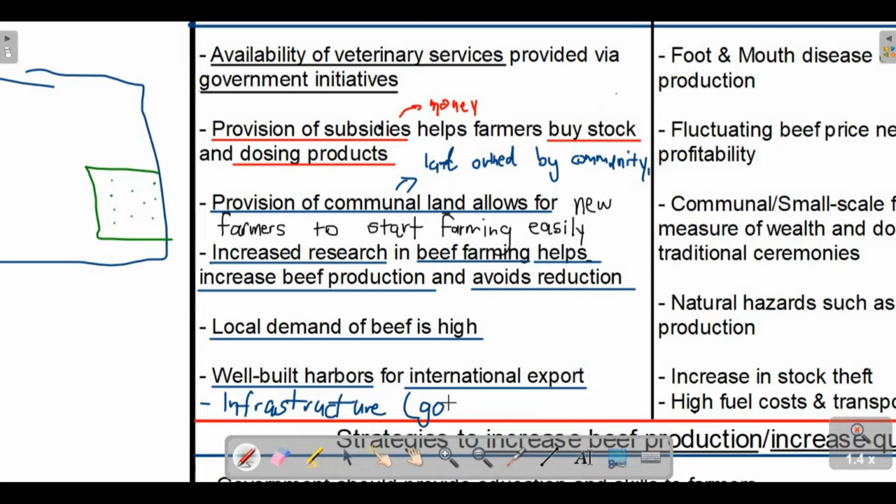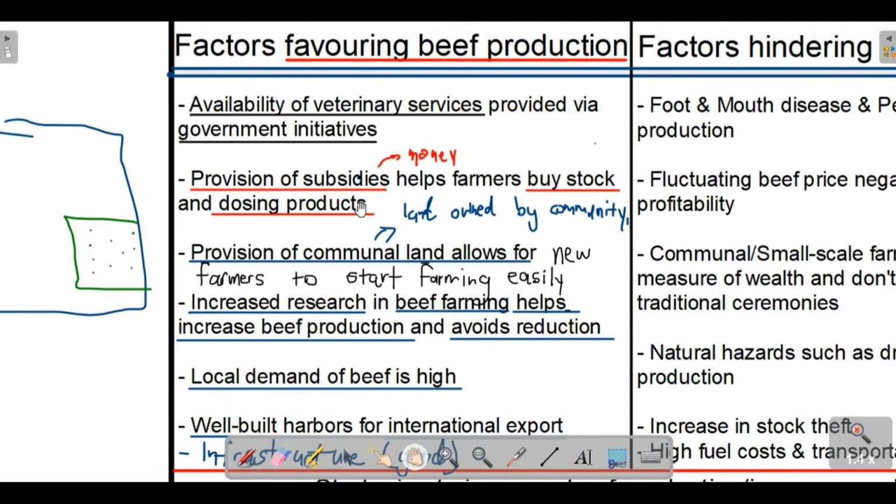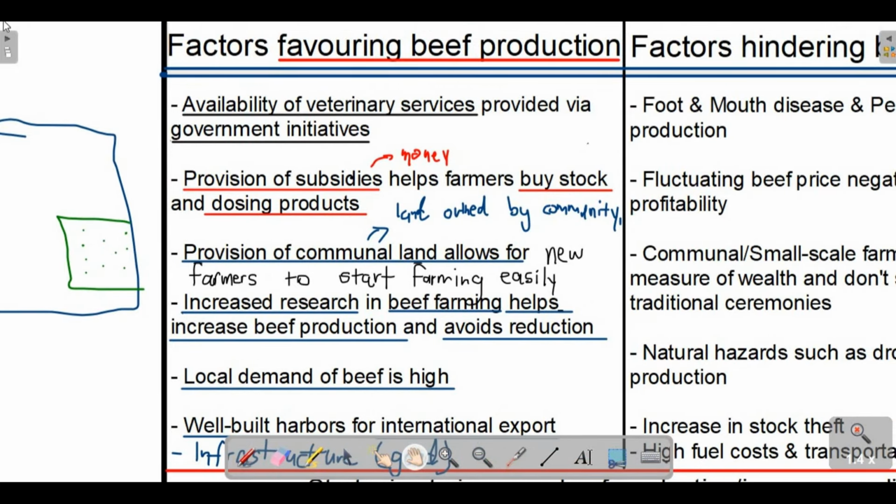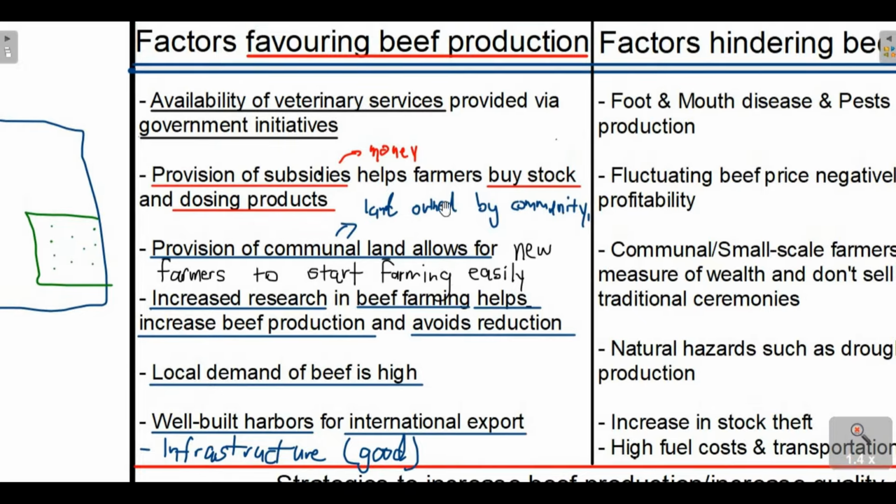So I'm just going to write good there. So good infrastructure for transport. Okay, so that can also be a point there or a reason why I would take part in the beef industry. Okay, so those are the factors favoring beef production.